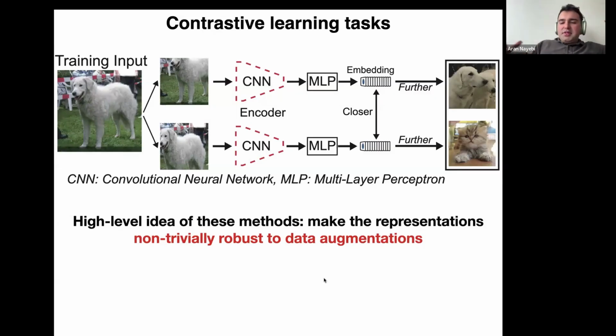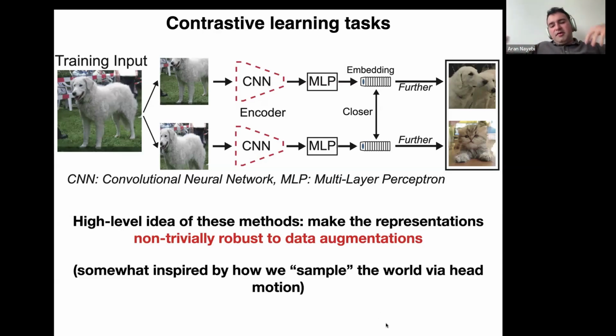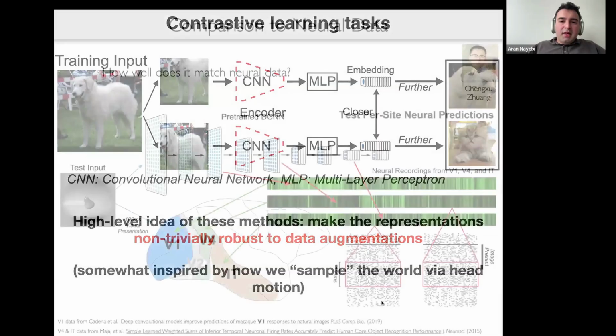The high level of these methods is to make the representations non-trivially robust to data augmentations. And it's sort of inspired by how we sample the world via head motion. I can look at different portions of, say, this cup, and distinguish it from my hand, right? And so that's a form of contrastive learning in a very coarse way.